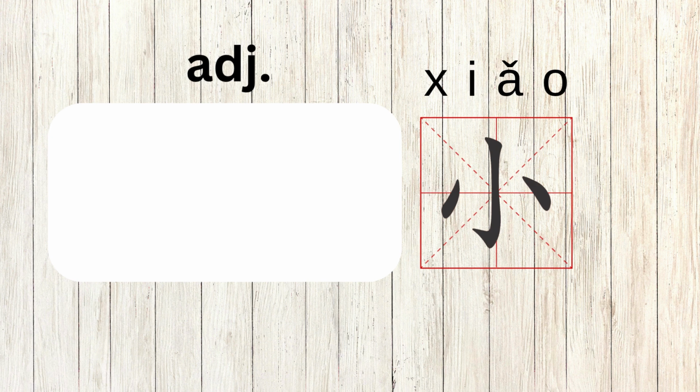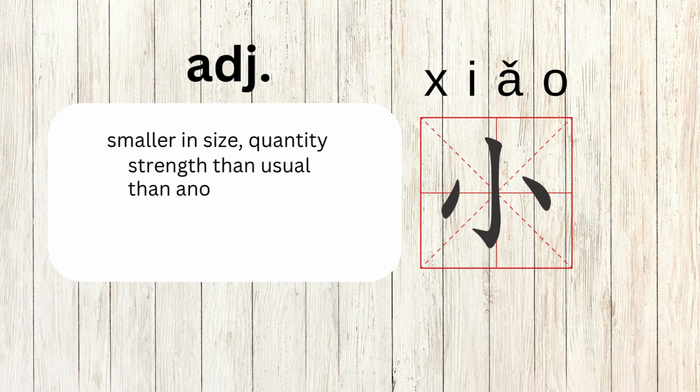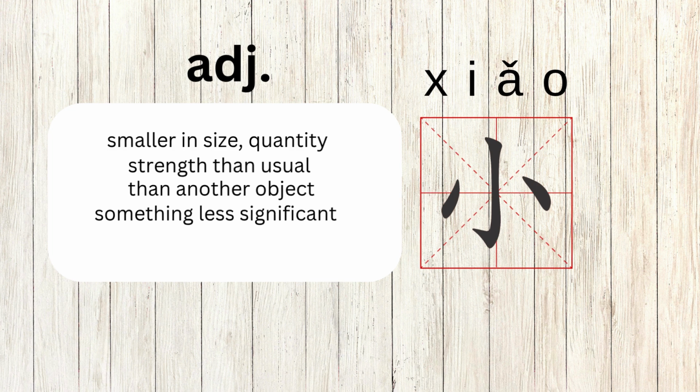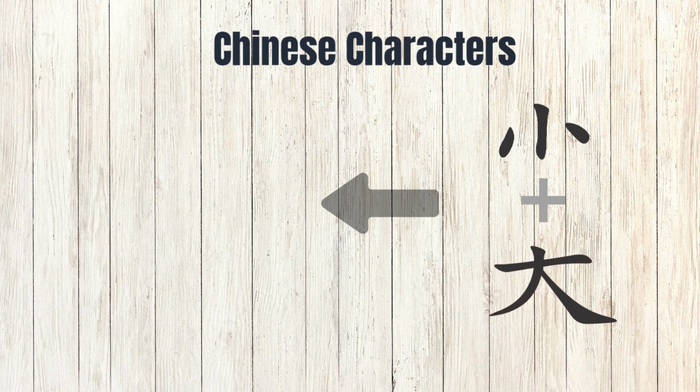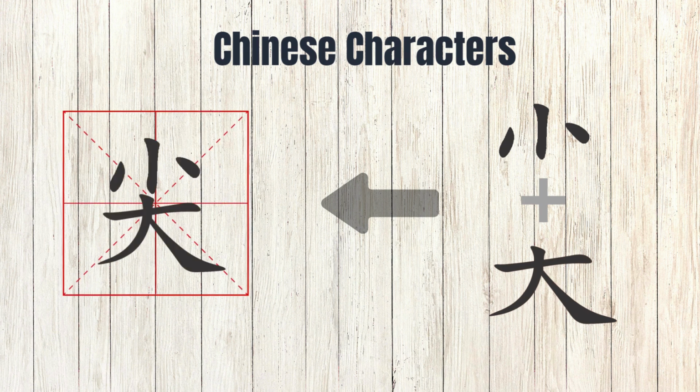Xiao is used to describe something smaller in size, quantity, or strength than usual or than another object. It can also describe something less significant or less important. Today, the new character we're going to learn is made up of these two characters. Xiao is on top and da is at the bottom, just like this.